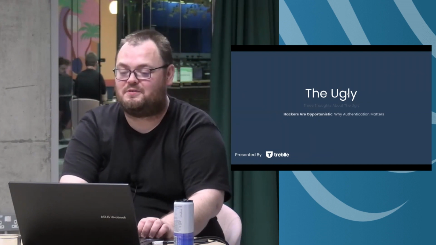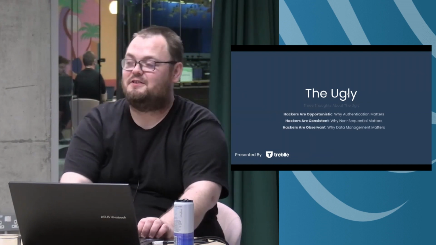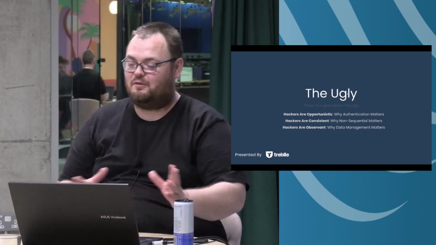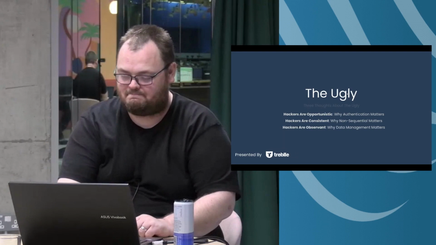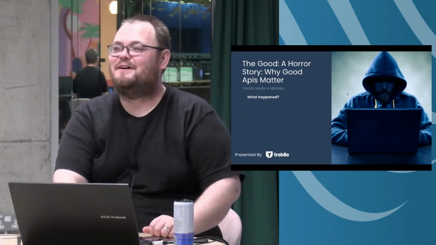Then we're going to look at the ugly. Hackers are opportunistic, consistent, and observant. So we're going to look at authentication, non-sequential, and then managing your data. So let's start with that horror story. Anybody know what Honda did recently? No, good. So what happened?